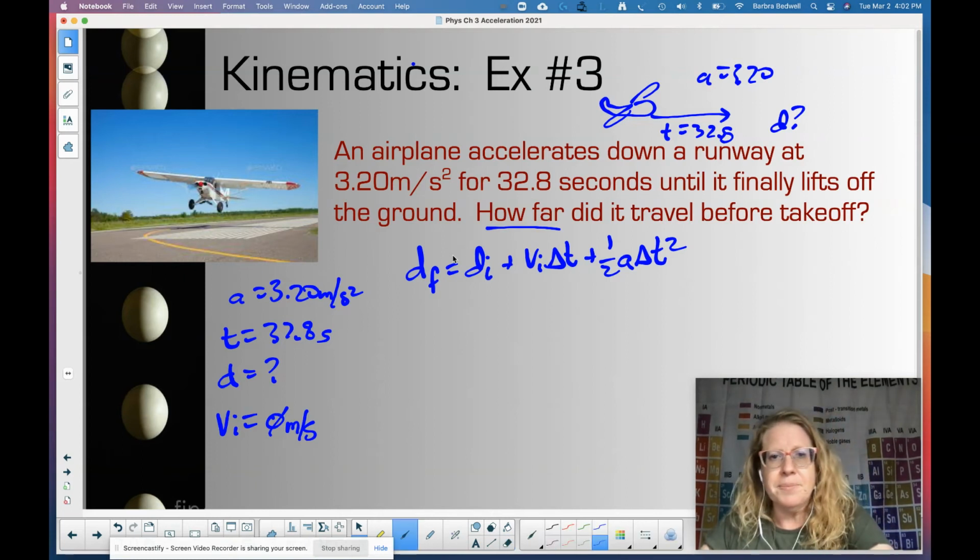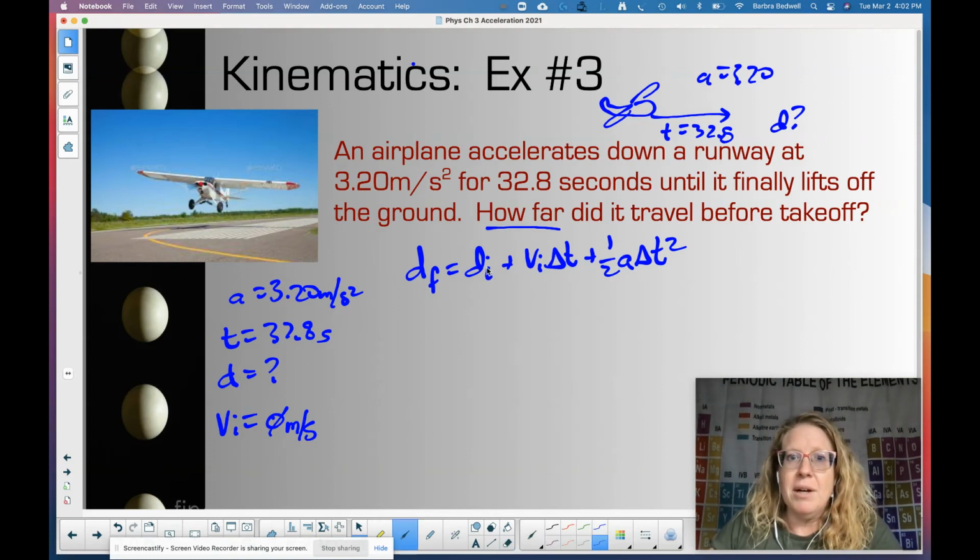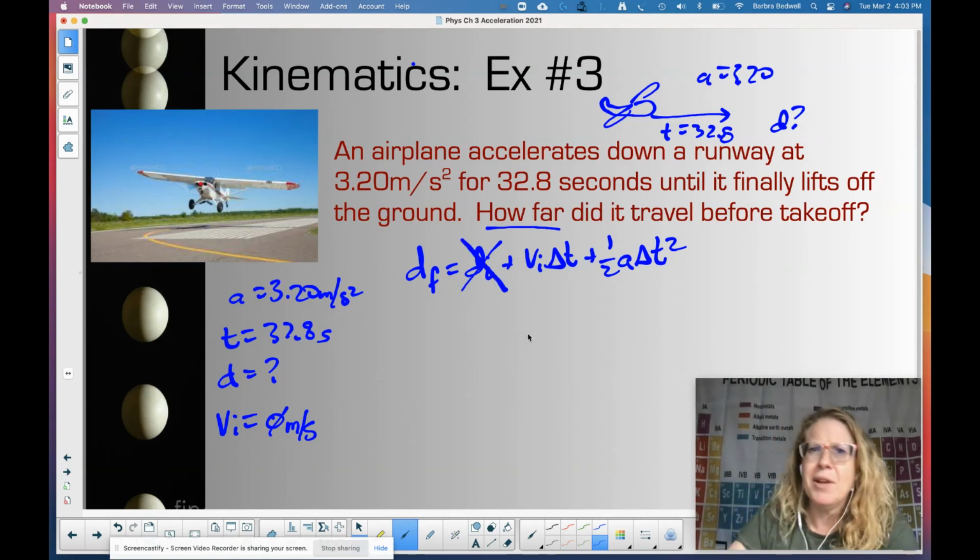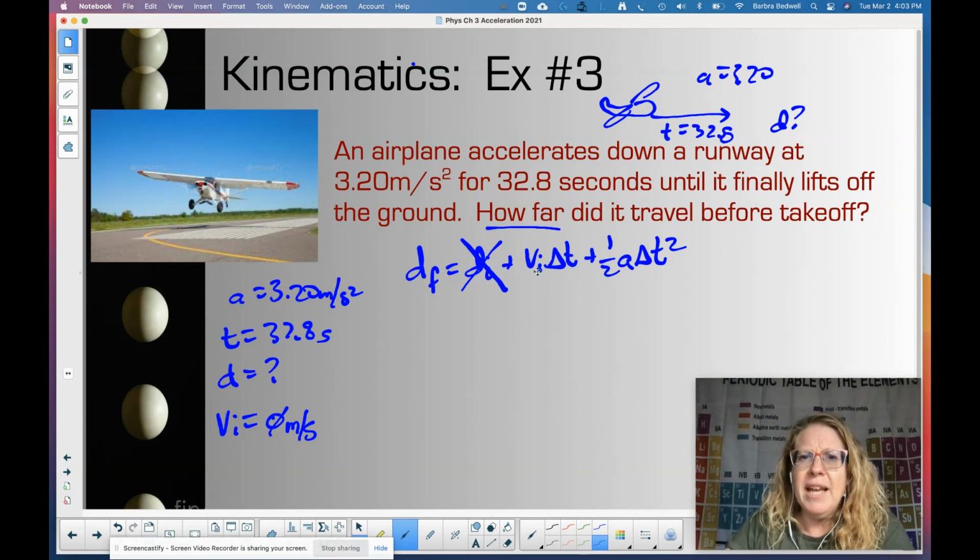So here's the good news. DI, well, it started at position equals 0. A lot of times that goes away, unless there's some specific comment in there. Usually that's 0. What's our VI? Well, our VI is also 0, right? So VI times T also becomes 0. So DF equals 1/2 A delta T squared. And we have plenty of information there to be able to figure that out.